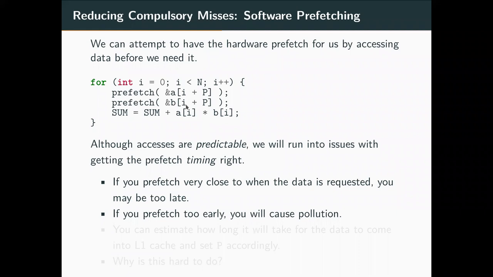If you're the programmer, you can predict very accurately what your memory access pattern will look like. This is pretty obvious. It's going to be the next index in your array every single time. The problem is we're going to have a really hard time getting our timing right, because this prefetch is going to take a little while. It's going to take a few cycles, at least, probably many cycles. And so you have to set P in such a way that your data is coming in right as you need it. If you have a very small P, your data is not going to be there by the time you get around to needing it. So that's pretty useless. And if you prefetch too early, you're going to end up causing pollution. You're going to have data in there that you don't need, and potentially even have to evict data that you do need.